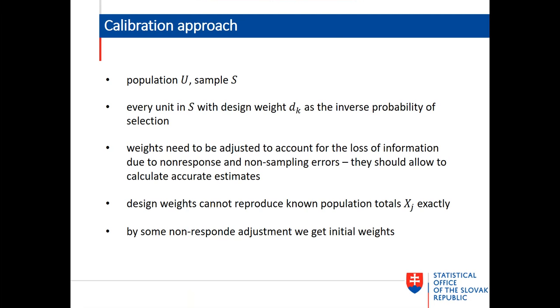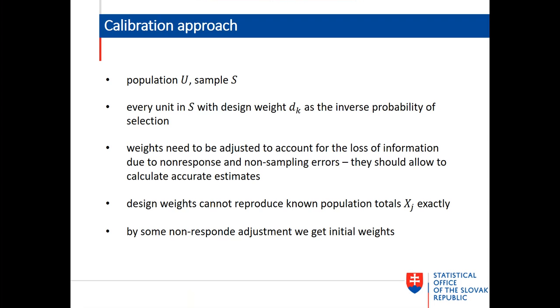But let's move quickly to the calibration. What is the calibration? Let's assume we have a population U with a sample S. Then each unit in S has its own design weight, which is calculated as the inverse probability of selection. These weights need further to be adjusted to account for non-response and also the non-sampling error effects, because without this adjustment, the estimates would be very inaccurate.